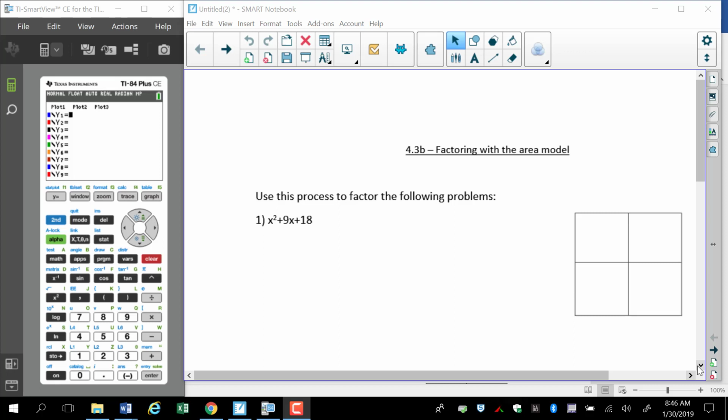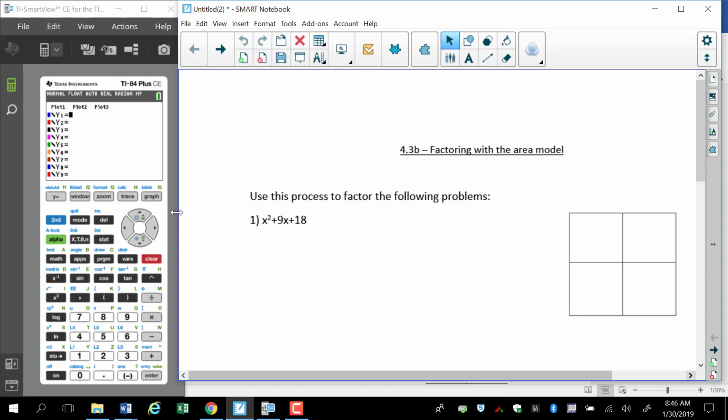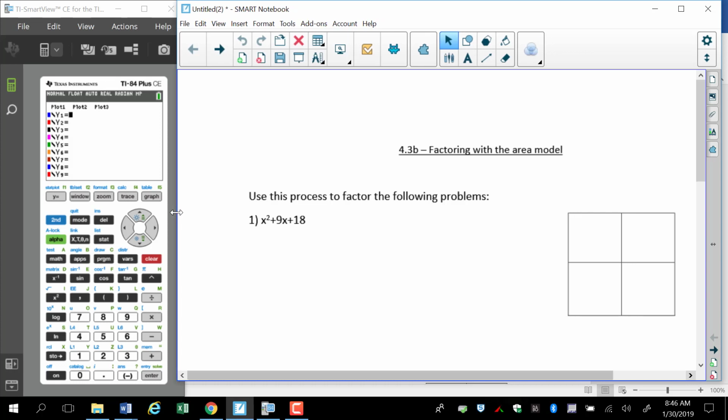All right, welcome to 4.3. We're going to be doing factoring. So what we're going to be doing now is undoing what we were doing before. Rather than multiplying using the area model, we're going to factor using the area model, or divide, either way you want to look at it.